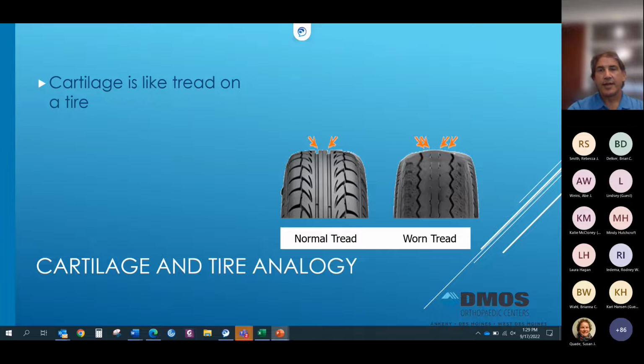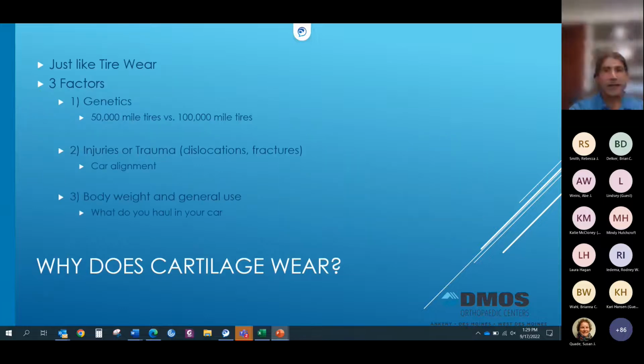This is a simplistic thing, but it's just like wearing a tire for arthritis. And some reasons why it might wear out are genetics. Some people are just programmed to have that wear out at a younger age. I certainly see a lot of injuries or trauma that cause arthritis, especially things like posterior shoulder dislocations, anterior shoulder dislocations, repeated shoulder dislocations. Of course, a little bit less common, some things have to do with body weight and how you use the shoulder, that it can wear out faster.